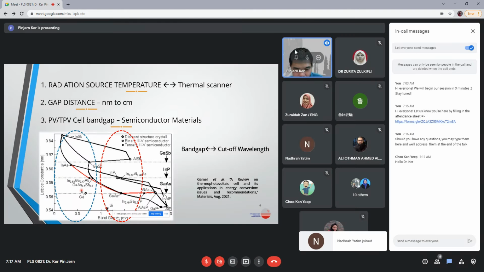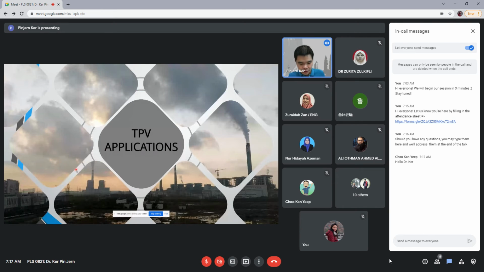So this is where we say that we used to concentrate on this. This is for the solar spectrum. And now we are looking at this part, the blue circle, where it is more for the TPV spectrum. So that is a little bit on the science.